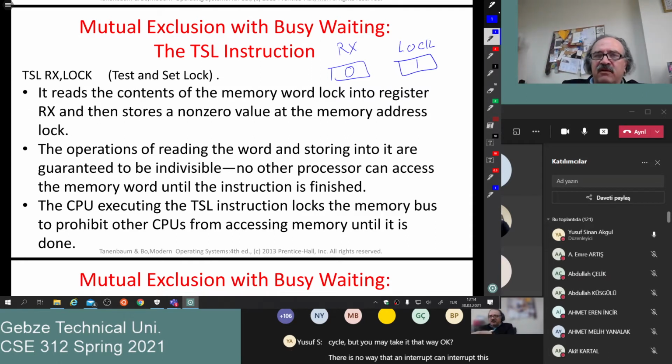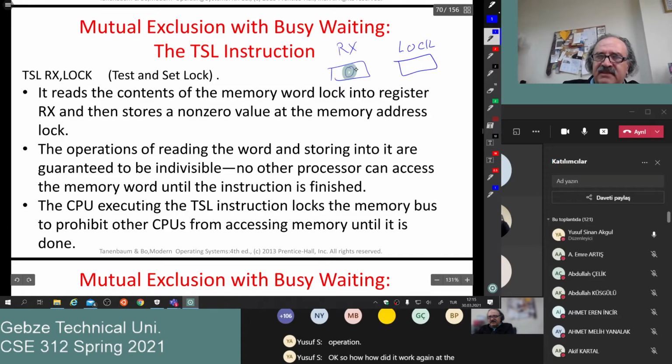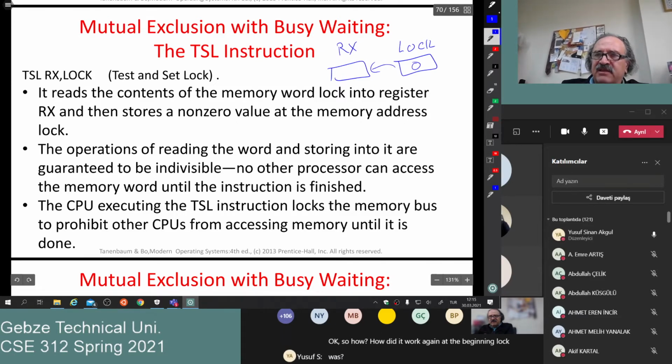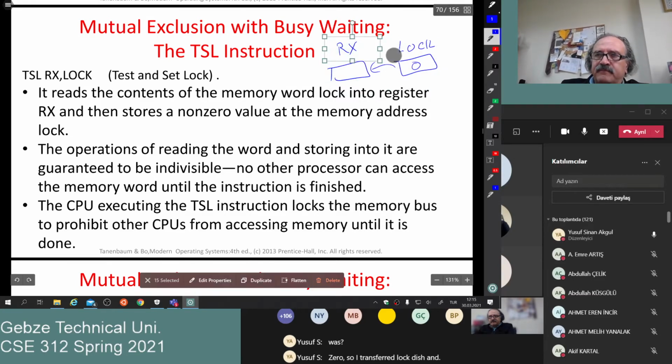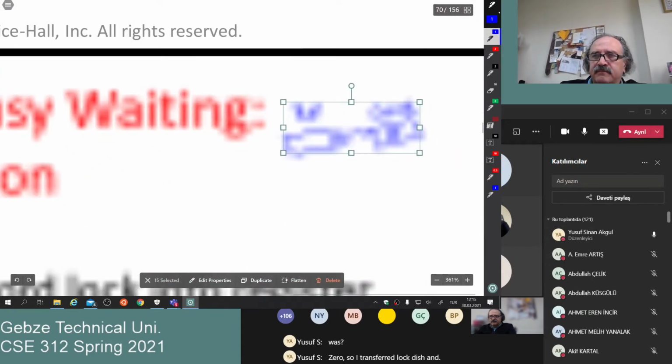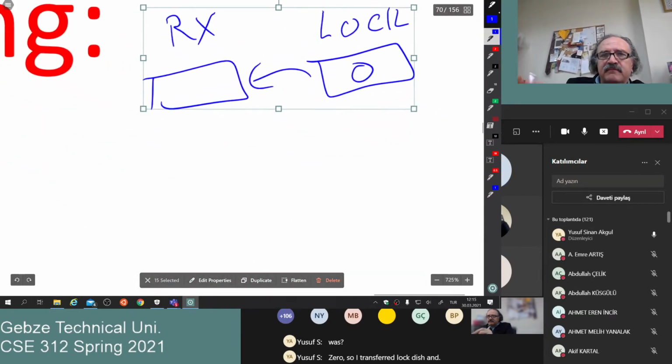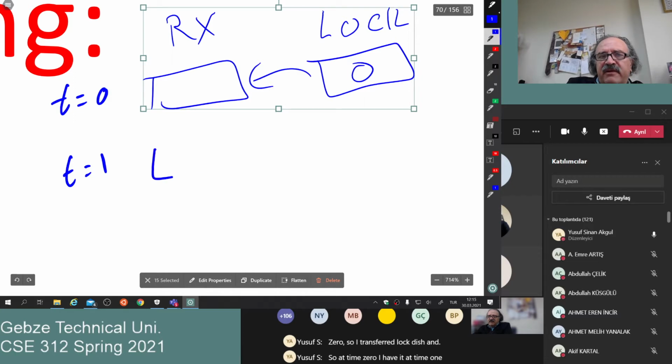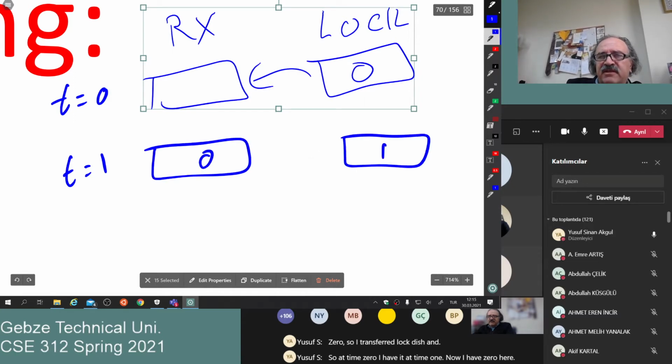So how did it work again? At the beginning lock was 0, so I transferred lock there. At time 0 I have it, at time 1 now I have 0 here, and this one is 1.